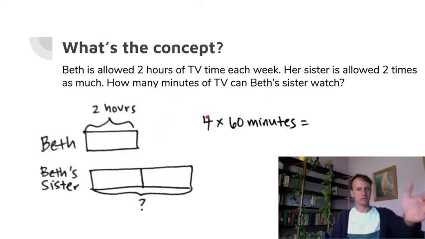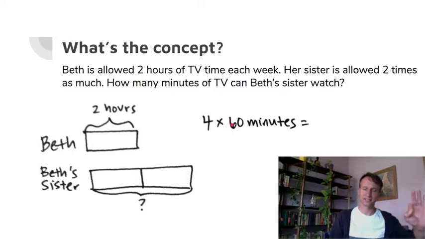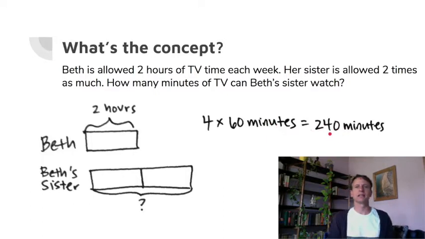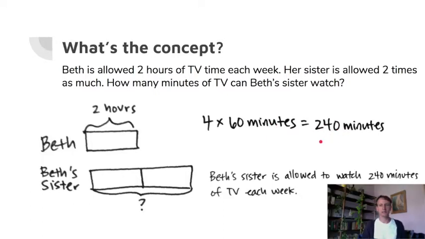So we're just saying 4 hours times 60 minutes per hour would be the complete way of writing this out. 4 hours times 60 minutes per hour. You just do 4 times 6, ride the times 10 slide, also known as pop on a 0. Okay, 240 minutes, great. And so then we just need a statement. Beth's sister is allowed to watch 240 minutes of TV each week. Yeah, that's it for that one.